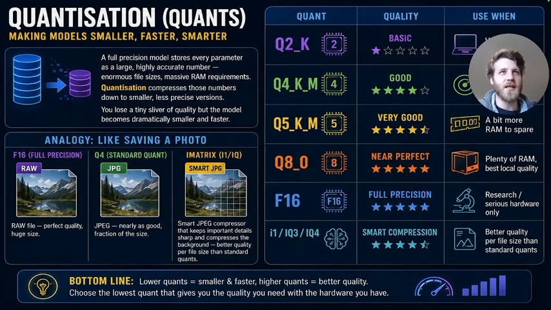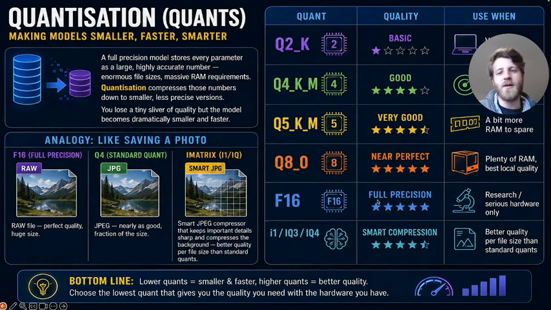When we run quantization, it compresses those numbers down to smaller numbers, which are less precise versions. So each time quantization occurs, you lose a tiny sliver of quality, but the model becomes dramatically smaller and faster and able to run on different machinery. So if we're thinking about F16 full precision, you need a proper stack to run this on.